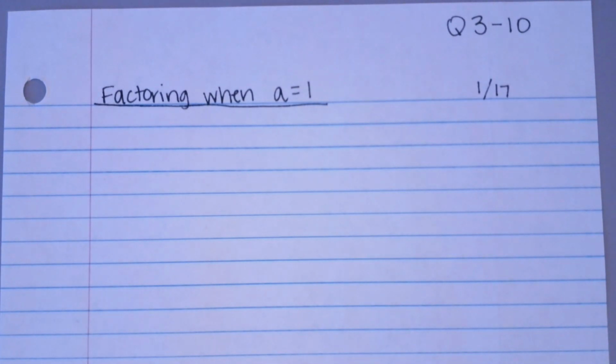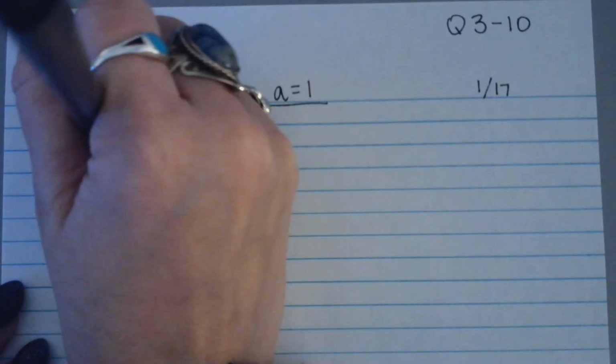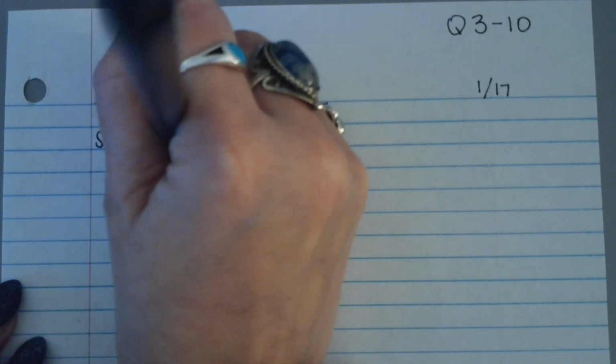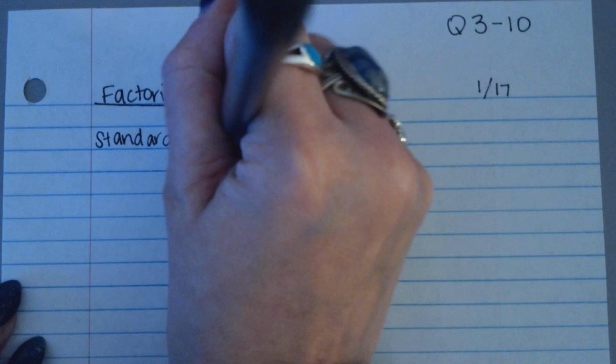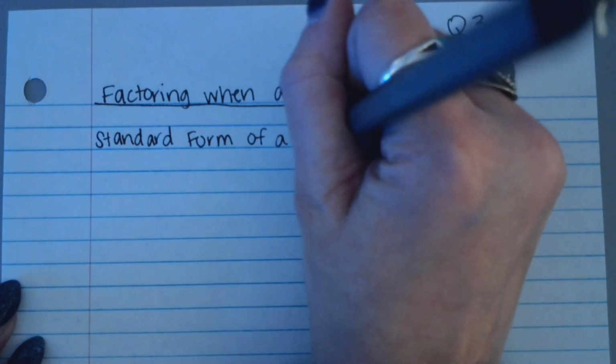All right. So this specifically says factoring when A equals 1. And what does that mean? What is A? What you are going to learn in the next unit, but what you need to know for today is what standard form of a quadratic is.